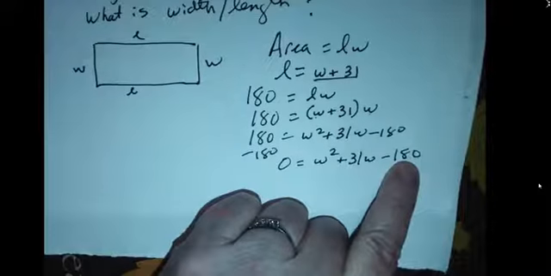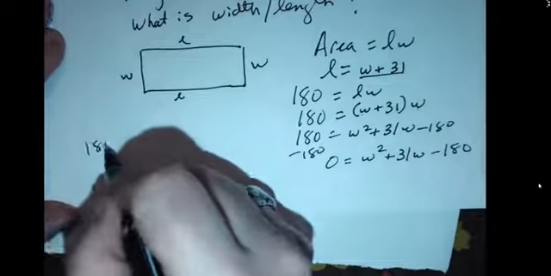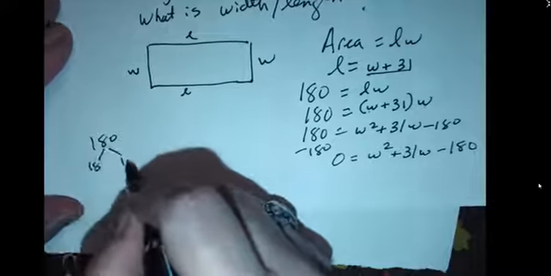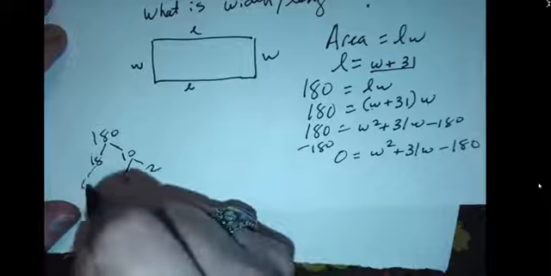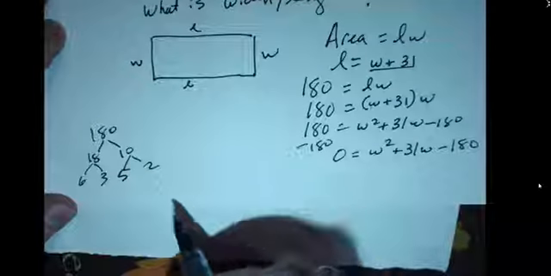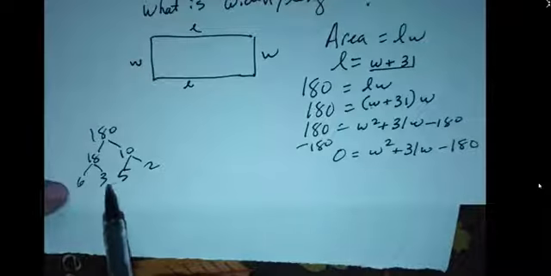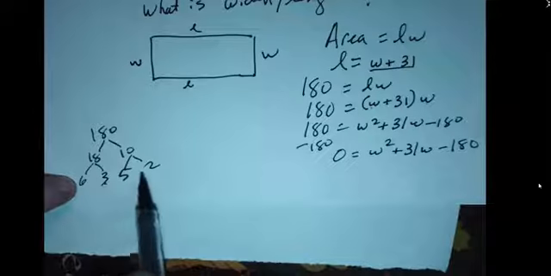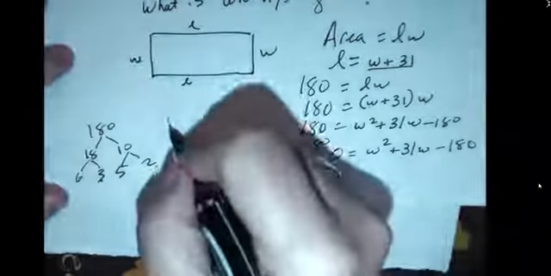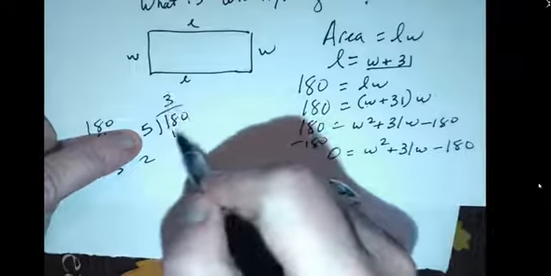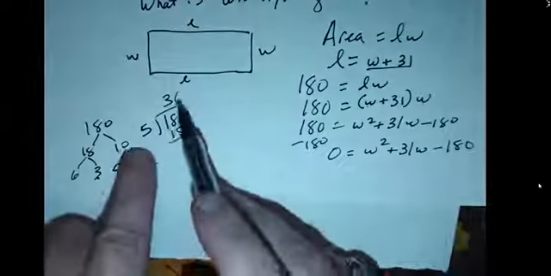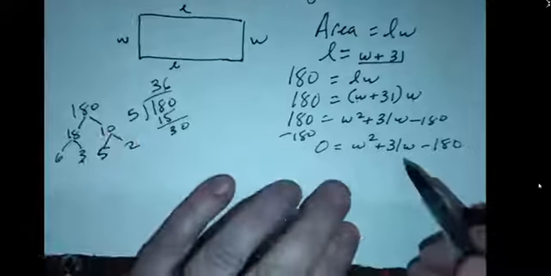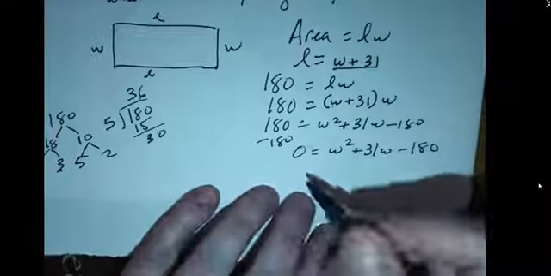180, I know that's 18 times 10. And 10 is 5 times 2. And 18 is 6 times 3. Okay, so 180 is divisible by 5. All right, so 36 times 5 is 180. I think I found the two numbers that work by factoring it.